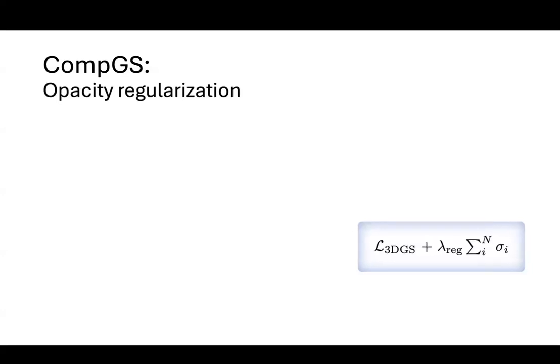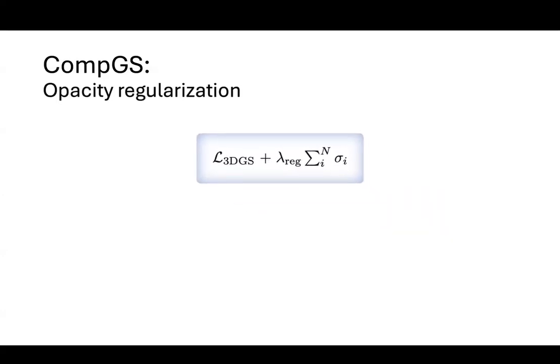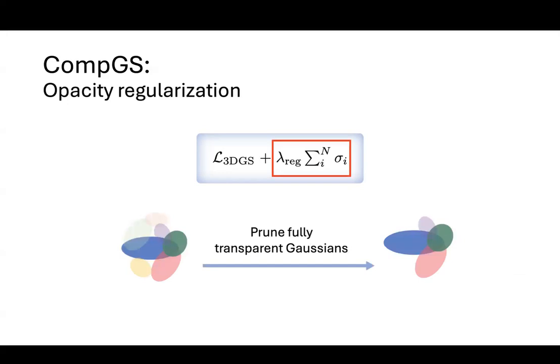To further reduce the storage and inference time, we regularize opacity in the loss function to encourage fully transparent Gaussians. So the final loss becomes summation of original loss of 3DGS, and lambda controls the sparsity of opacity. Gaussians with opacity smaller than a threshold are removed.